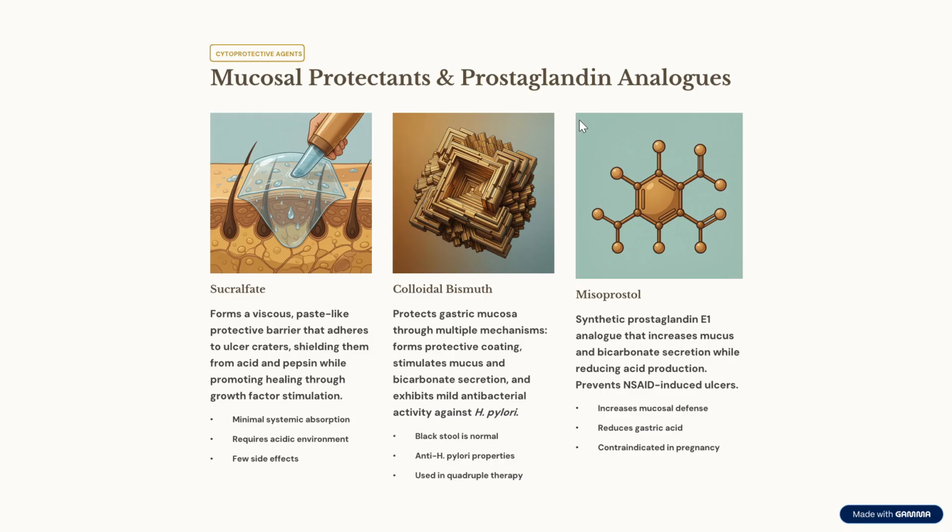Next example is misoprostol, a synthetic prostaglandin E1 analog that increases mucus and bicarbonate secretion while reducing acid production. It also prevents the ulcers induced by the use of non-steroidal anti-inflammatory drugs. It works by increasing the mucosal defense and reducing the gastric acid, and it is contraindicated in pregnancy.